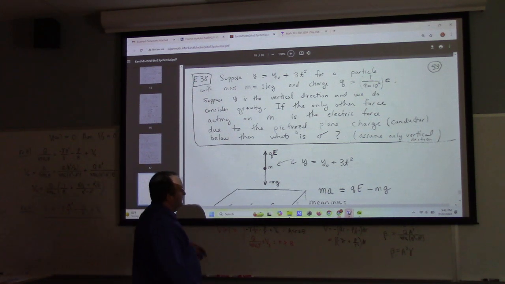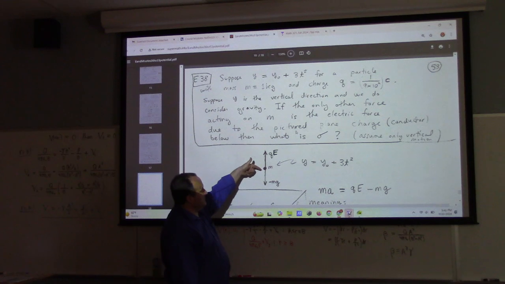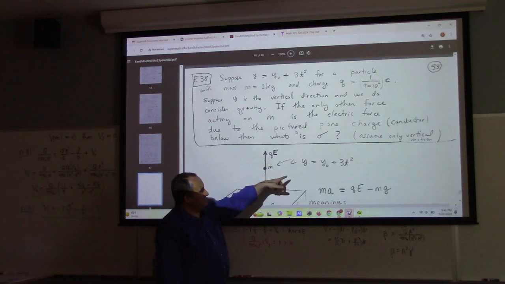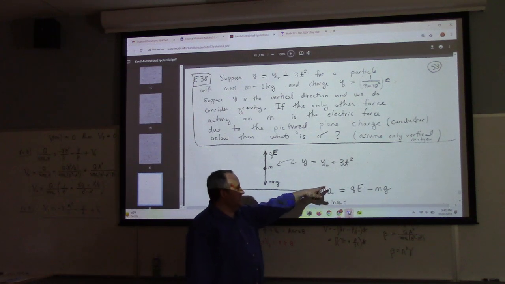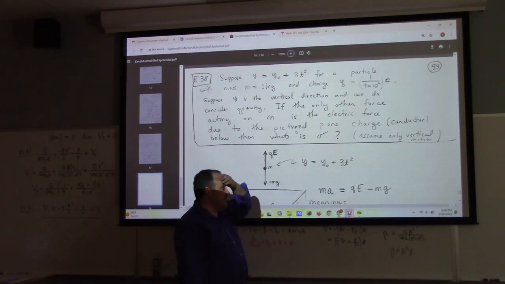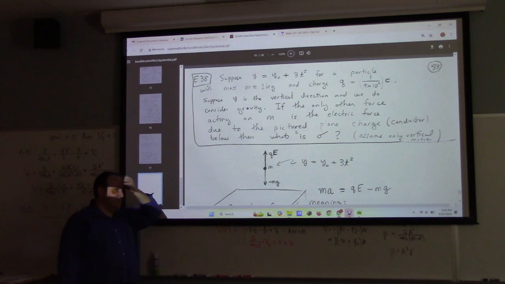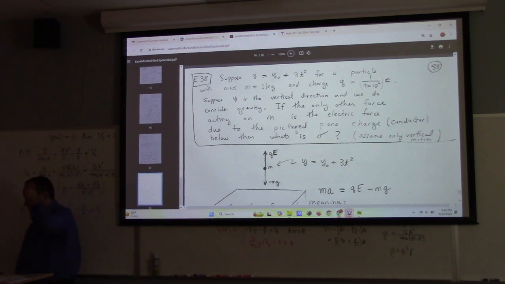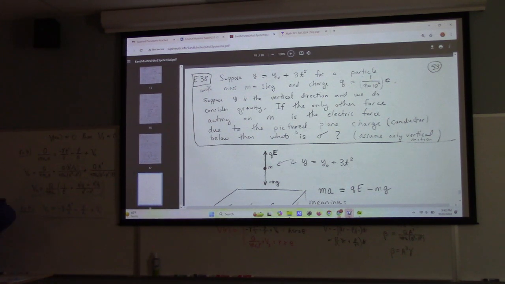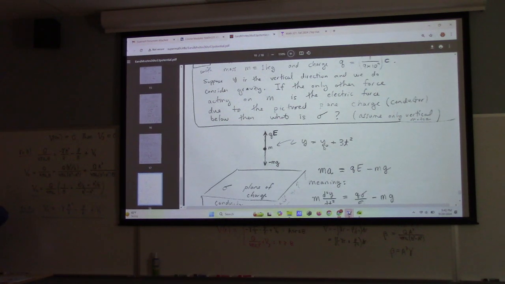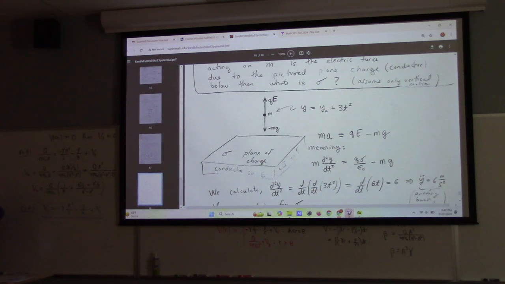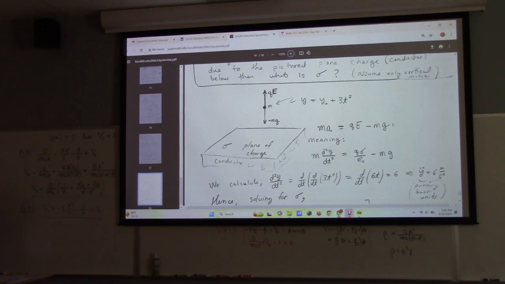So here's what's going on. We've got this mass. It's got electric force QE going up. It's got gravity, minus mg, that way. And we're told that the equation of motion for the mass is this, which tells us implicitly that the acceleration divided by 2 has to be equal to that 3, if you think about the calculus here. So we have ma equal to QE minus mg, because the forces at play are the electric force and gravity.